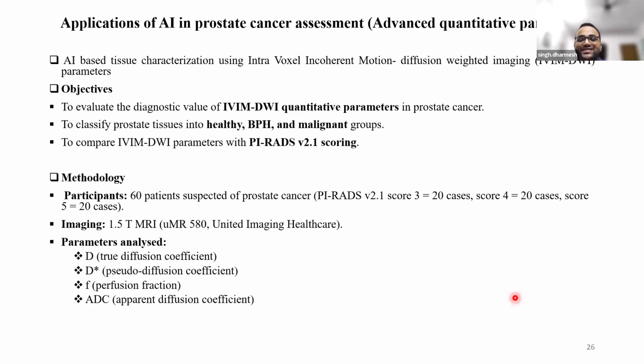So here we extract the image features like D. D is the true diffusion coefficient, D star is the pseudo diffusion, F is the perfusion fraction, and ADC is the apparent diffusion coefficient. So here we evaluate whether IVIM and DWI quantitative parameters could add diagnostic value in prostate cancer or not.